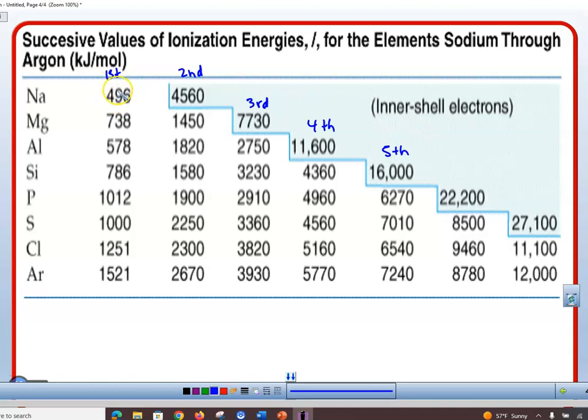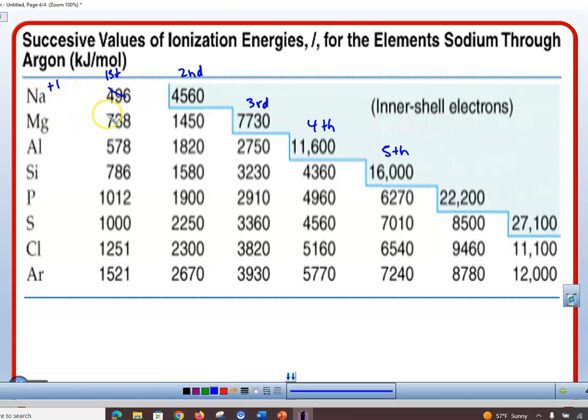To take a second one from sodium, it would take 4,560. That's a huge difference in energy. So sodium is probably willing to lose an electron based on this, but probably not willing to lose a second, which is why we predict sodium as a +1 cation.